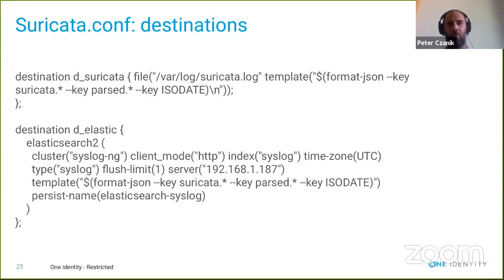Here we define two destinations, one for local archiving of log messages in JSON format, so we have all of the name-value pairs, not just the ones coming from Suricata, but also those which we created through message parsing, like GeoIP. And at the bottom of the screen, we see an Elasticsearch destination using the very same JSON formatting.